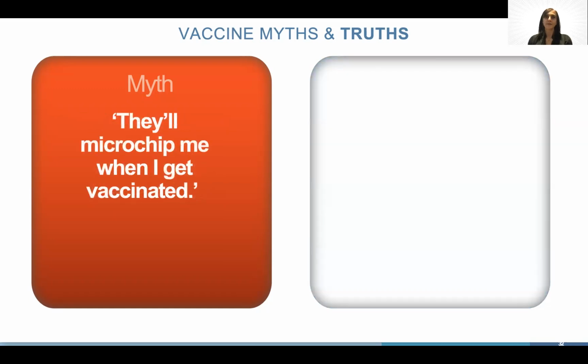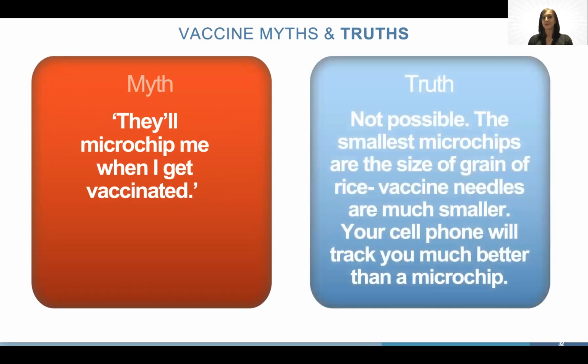Another myth is, I'm going to get microchipped, or they're going to put robots in me when I get vaccinated. This is again simply not possible. Remember when I showed you that video of the size of viruses against other common objects? The smallest microchip that we have is about the size of a grain of rice. Think about that. You'd probably be able to feel it, and the vaccine needle is a lot smaller than the needle that would be needed to administer a grain of rice into your arm. Furthermore, your cell phones track your movements in a way that a microchip wouldn't be able to. So please make sure to turn on all the privacy settings on your cell phone.